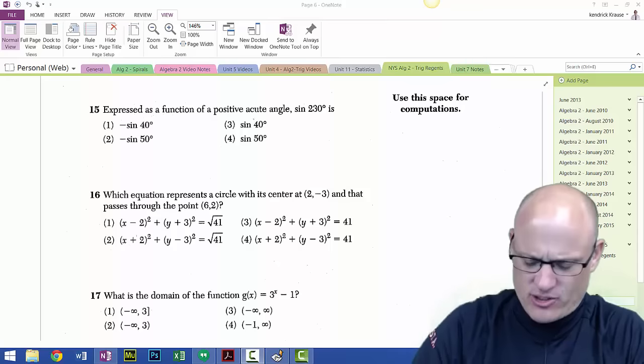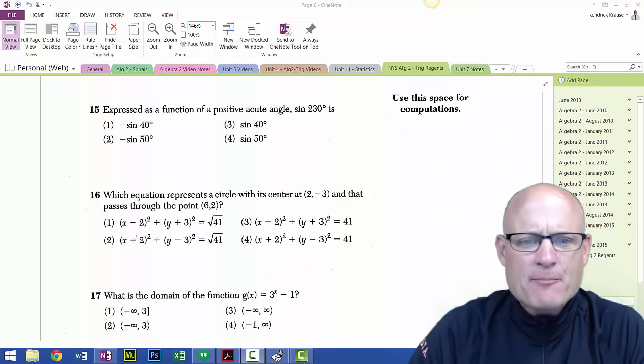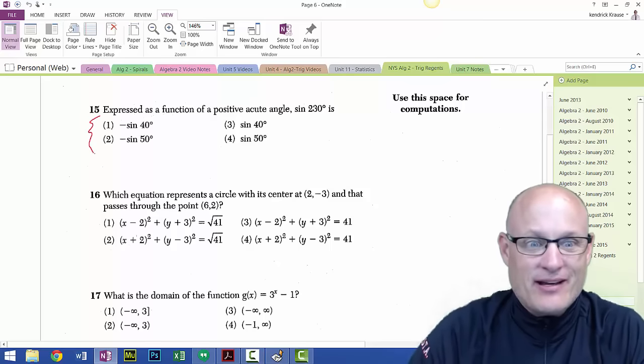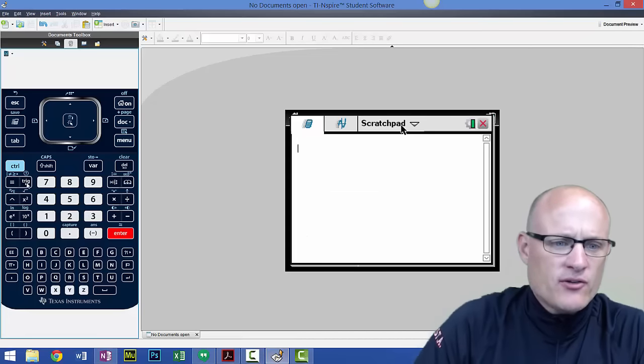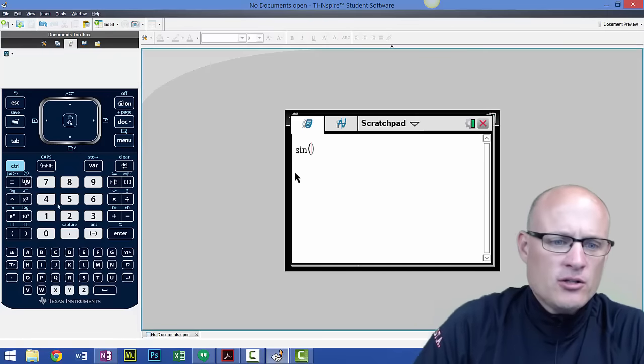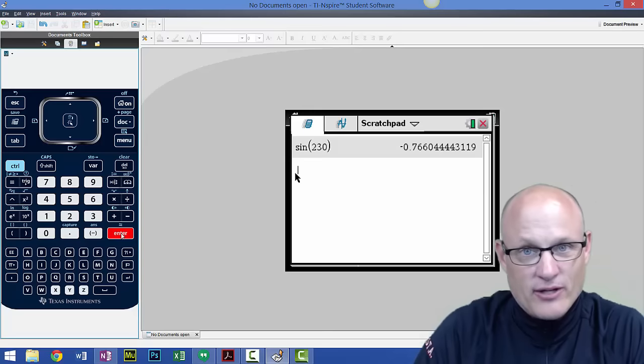Very easy question right here. Name the positive acute angle, and then you got scared because these two have negative. You're like, oh, no, it can't be that. Did you actually type the thing into your calculator? Let's do that. Sine of 230. Boom. Now, 230 is not an acute angle.